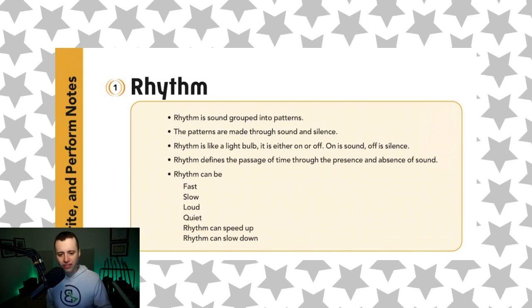Rhythm defines the passage of time through the presence and absence of sound. Rhythm can be fast, slow, loud, quiet. Rhythm can speed up and rhythm can slow down. What we're going to do now is listen to an example of rhythm, and I'm going to talk you through the different things that are happening as we listen.